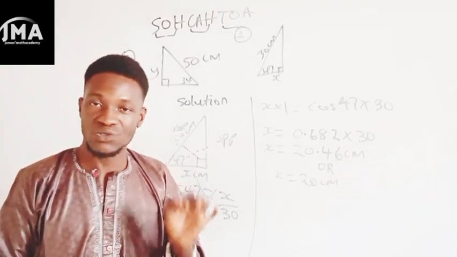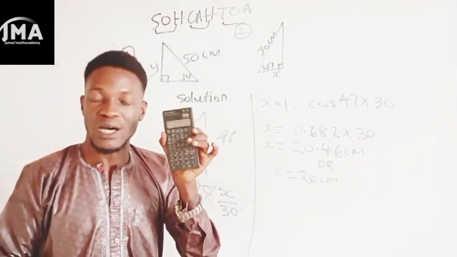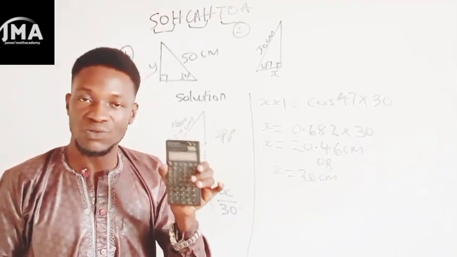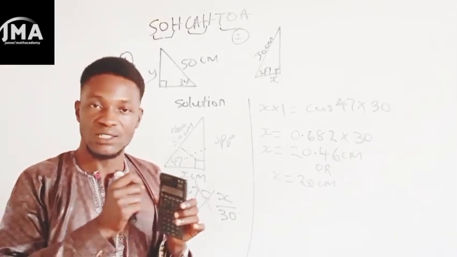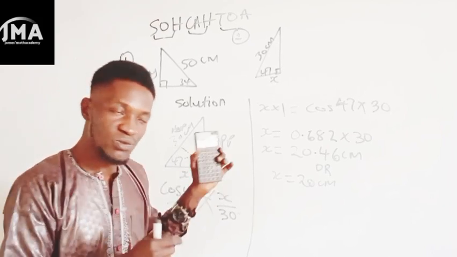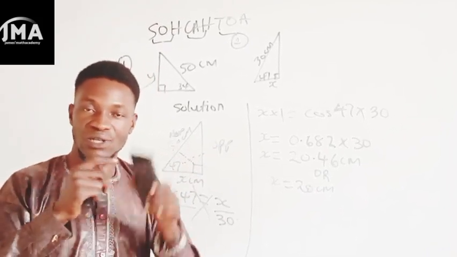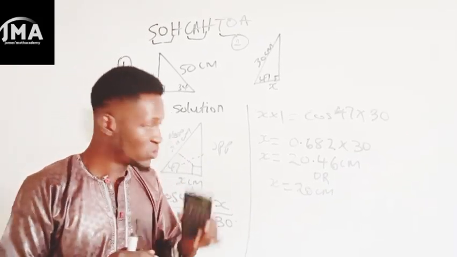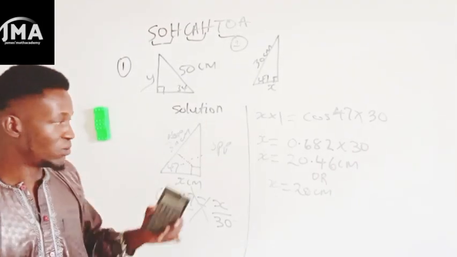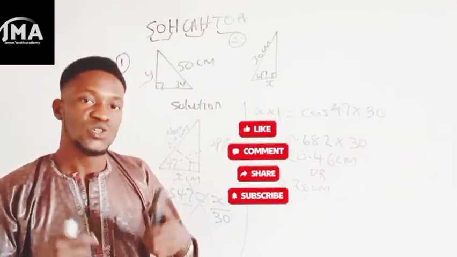Another thing I want you to notice is that when you are using the calculator, make sure that your number will be in what? In degree. Okay, if it's not in degree, if it's in radian, you will not get the right answer. Make sure that your calculator is always in degree. Okay, so that is another way in which you can arrive at the same answer. But with continuous practice, I believe you will be able to solve it.